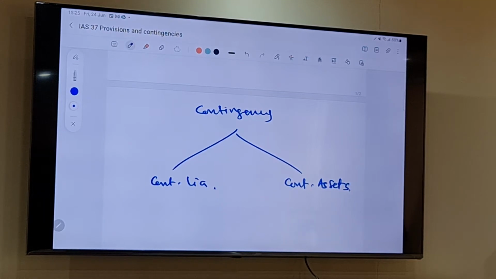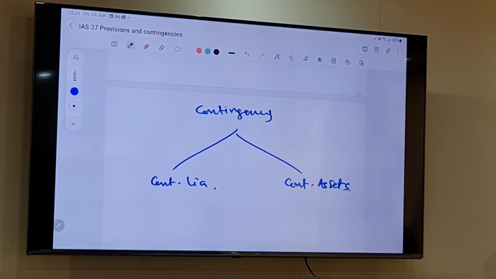What is a contingent liability? You are filing a case against me. In my books, I may have to pay you the damages or I may not have to pay. That is contingent liability. In your books, if you win the case, you will receive damages or money, a lump sum, something. But if you win the case, we still don't know. So that is contingent asset. It depends on which side of the books you are on.